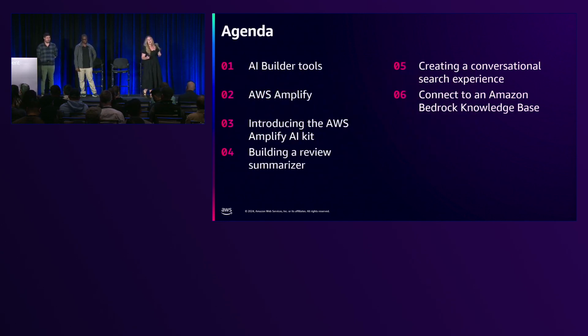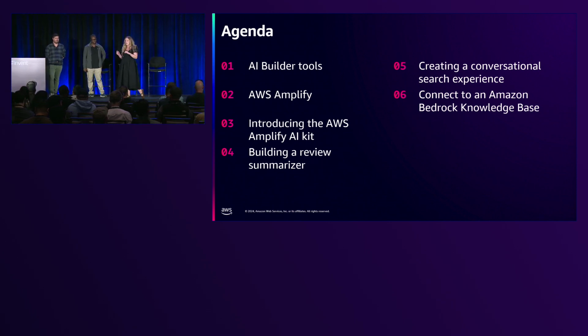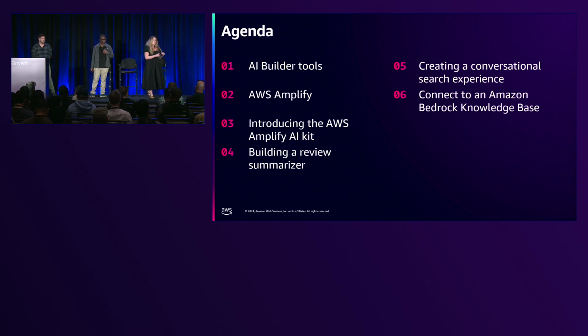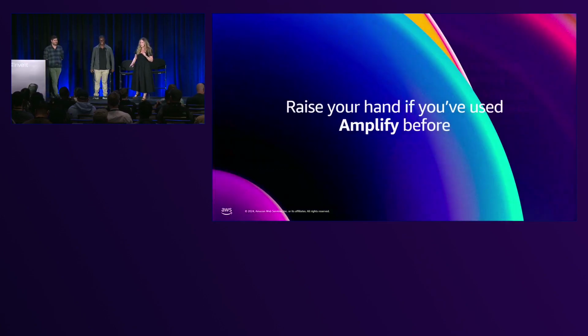So here's what we're going to talk about. First, what is the Amplify AI Kit? Why is it cool? We'll also talk about the AI builder tools at Amazon. And then we will do so many demos. We're going to talk about building Gen AI backends, chat user interfaces, conversational search, and at the end, Banjo is going to live code, which I am so impressed by.